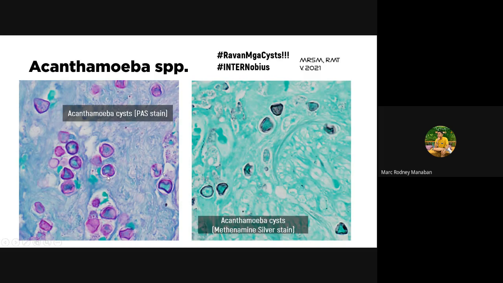It has a lot of shapes, polyhedral, okay? And of course, again, the color for PAS is red or reddish purple, and for methenamine silver, black.